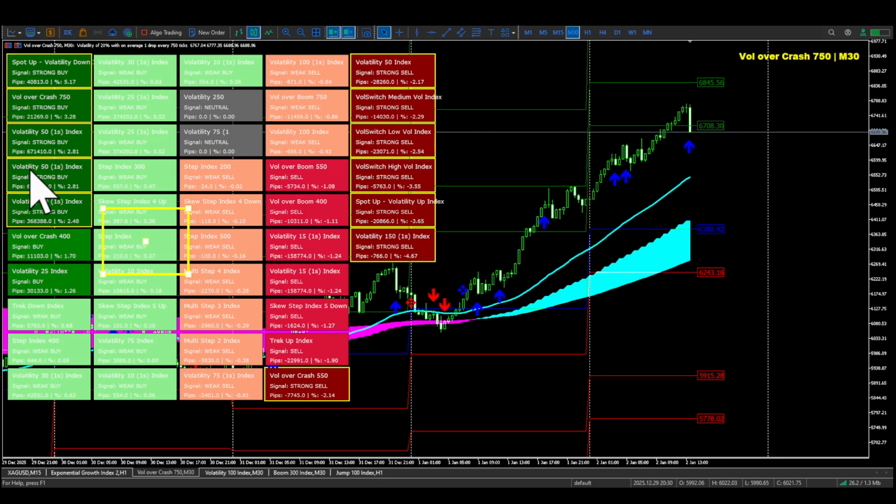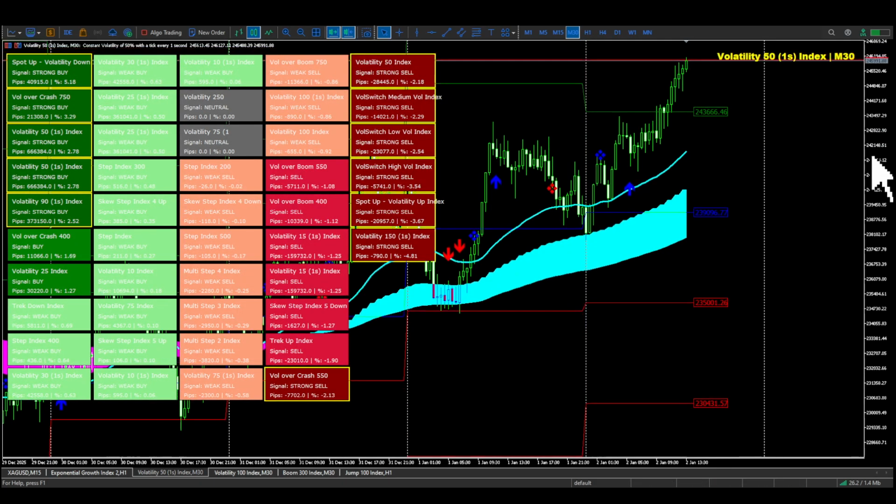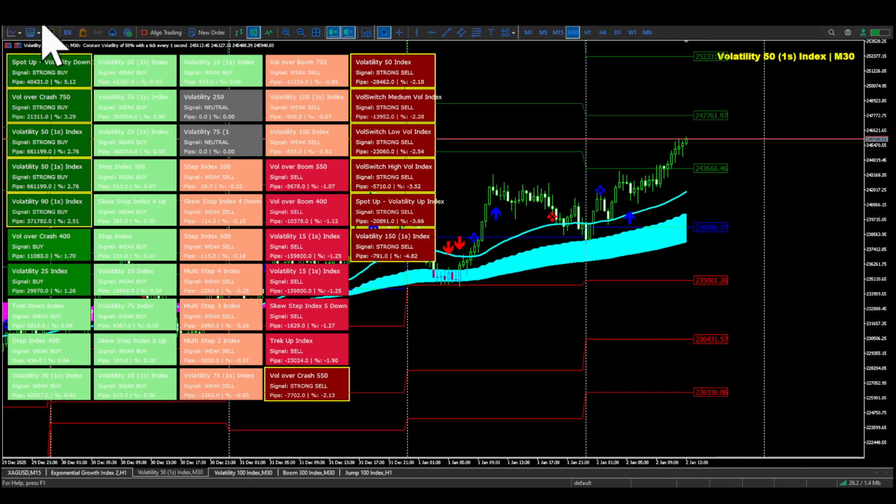So I'm just going to go ahead and click on Volatility 50 right there, and then boom, it appears on the chart. Now the second thing that we need, guys, is an entry confirmation. Remember, we got our buy signal from this market scanner. Now we need an entry confirmation. So how do we get an entry confirmation?